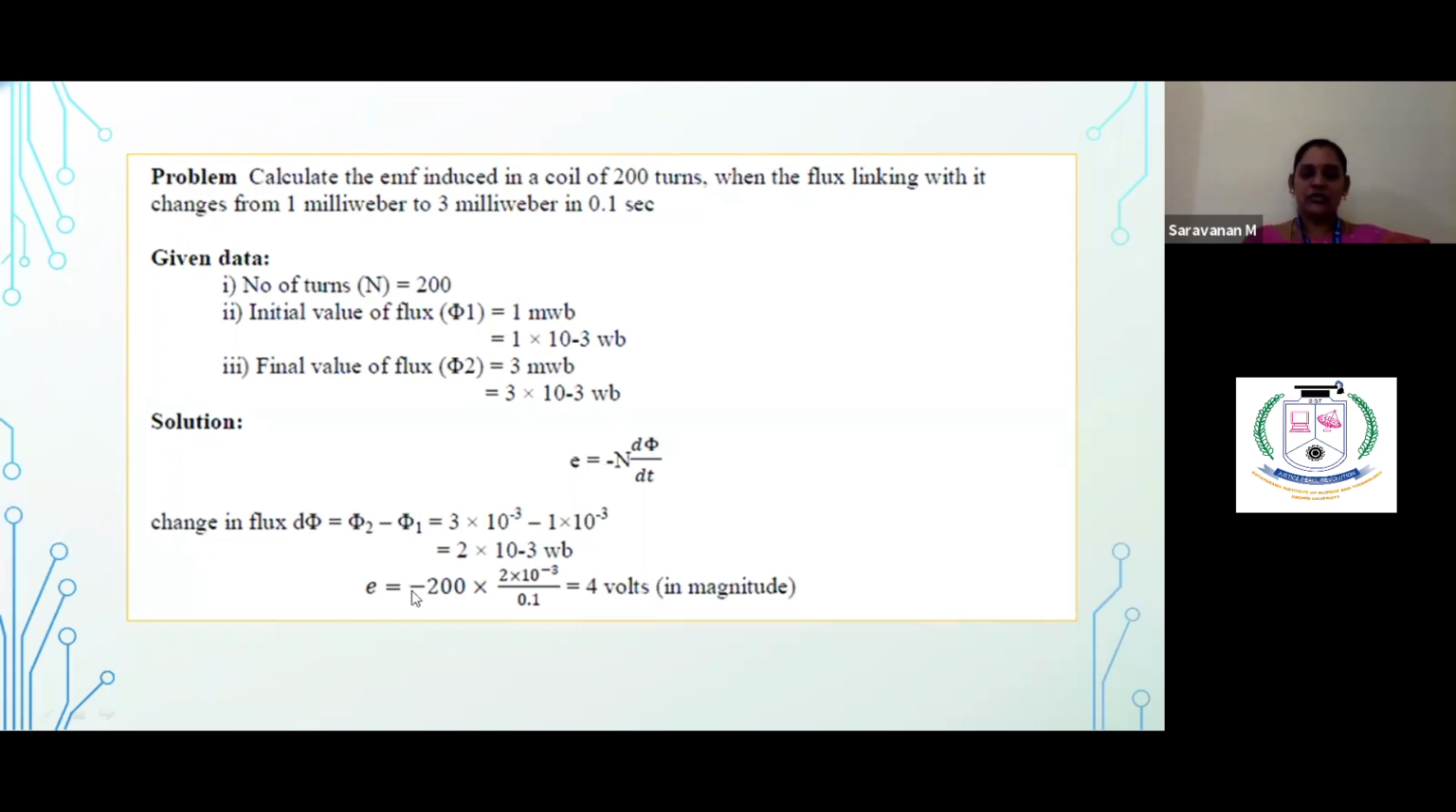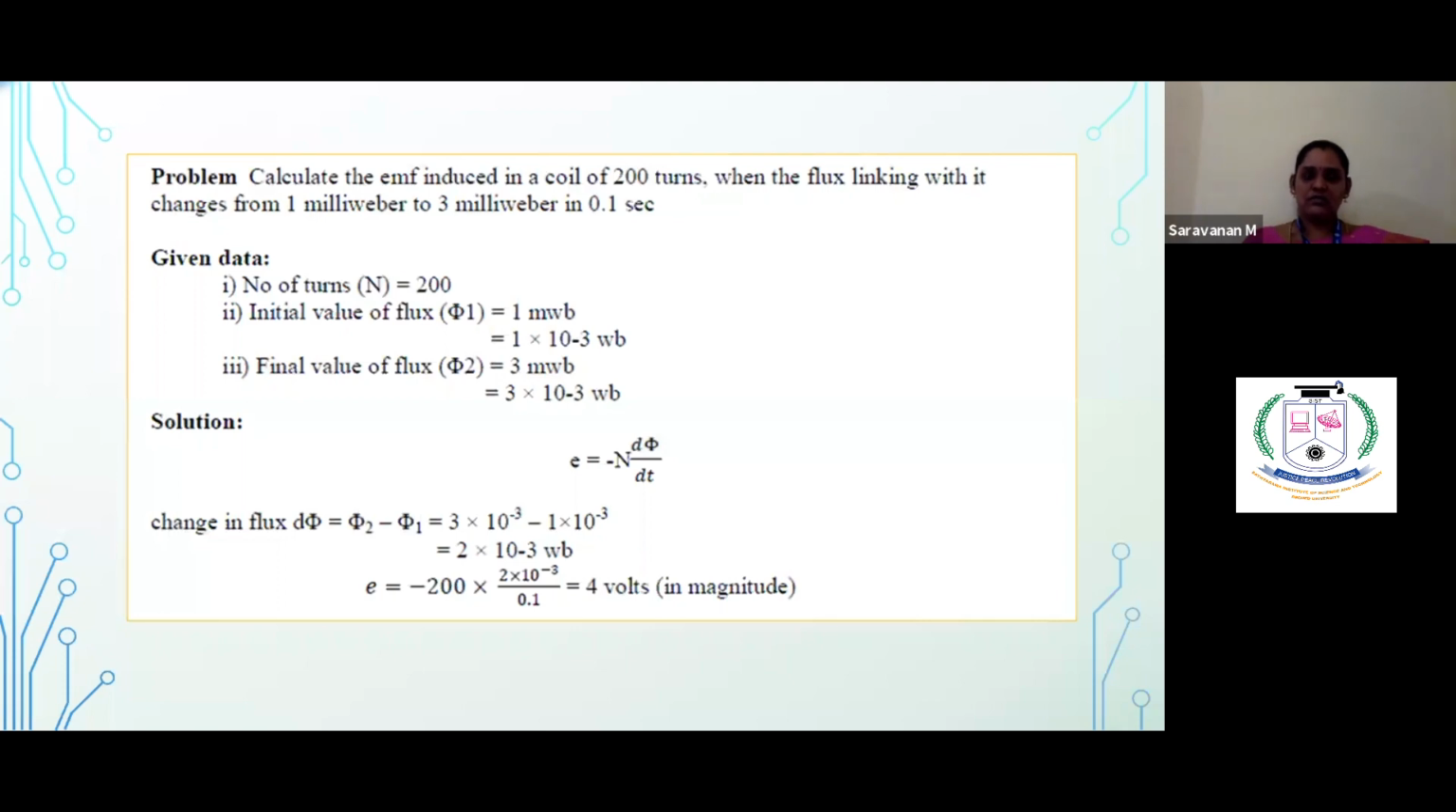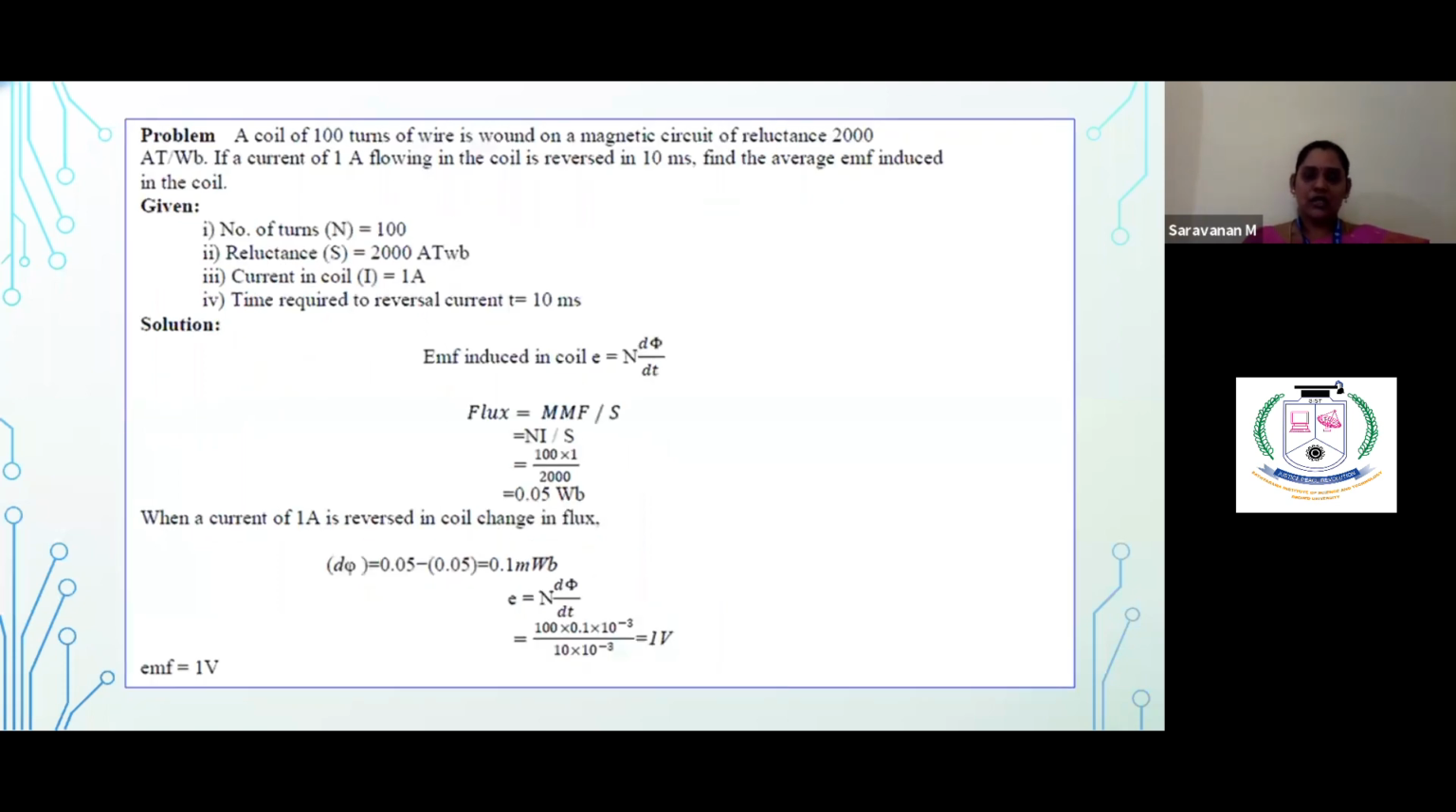Anyhow, when I'm going to take my EMF, I'll be taking my magnitude in terms of positive value. So time I have given is 0.1 second, substitute it. So you're going to get the value as 4 volts. Okay. So this problem is very important. Simple problem based upon your electromagnetic induction.